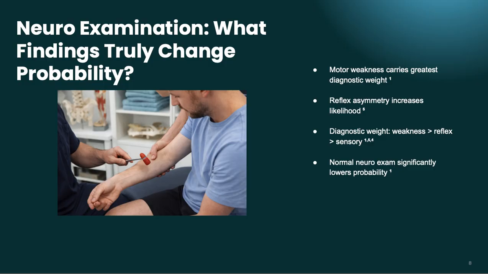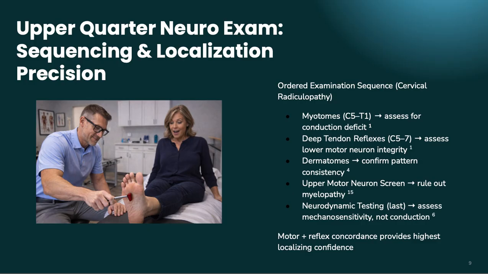So probability here rises through the convergence of your diagnostic tests. No single positive test is enough. Really, you need to have the subjective match the objective. Once we understand which findings carry weight, the next step is sequencing. Because radiculopathy is defined by a conduction deficit, you should likely begin with conduction testing. So in the upper extremity here, we're going to start with assessing the myotomes of C5 through T1.